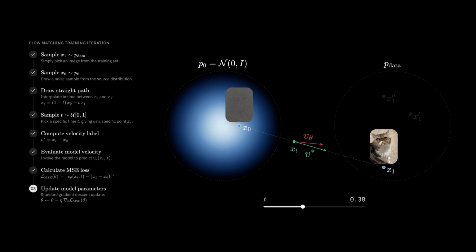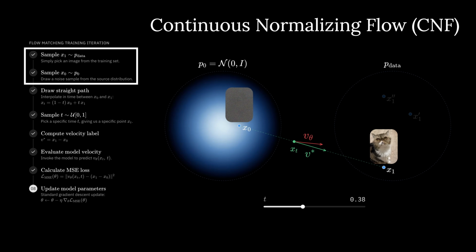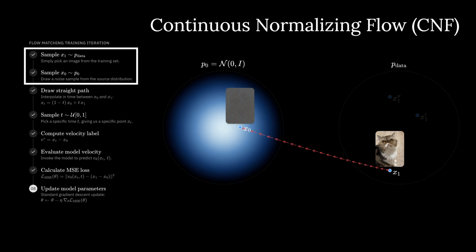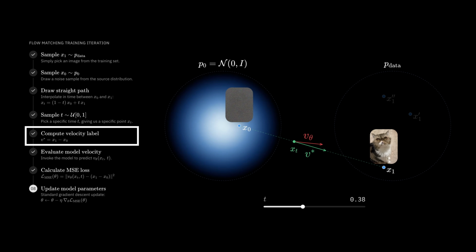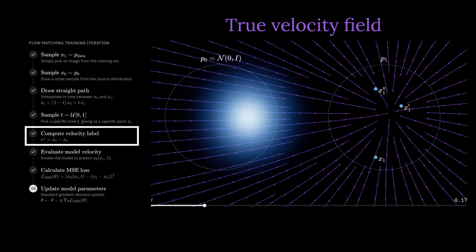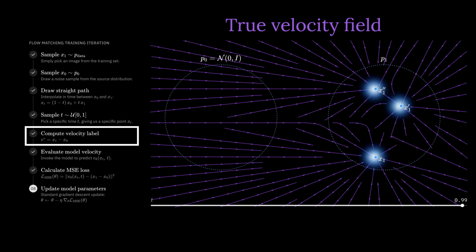There are so many things that, at first glance, look arbitrary in this algorithm. To begin with, x1 and x0 are chosen independently from each other. Compare this to CNF, where x0 was derived from x1 by following velocity predictions in reverse. Then, why draw a straight line between them? Clearly, the true velocity field has some curvature in it. Where will the model learn curvatures from? And don't get me started on the constant velocity label. The true velocity field clearly changes in time, so where will the model learn the time dependency from?